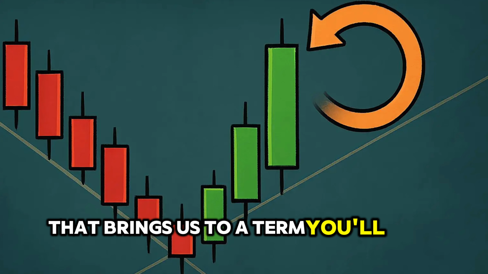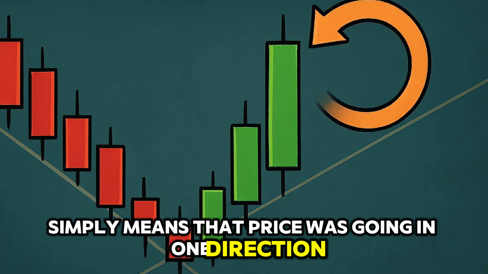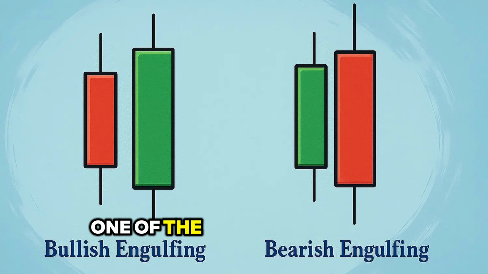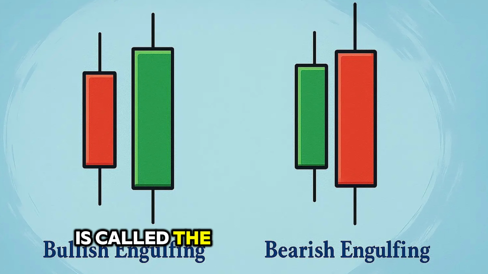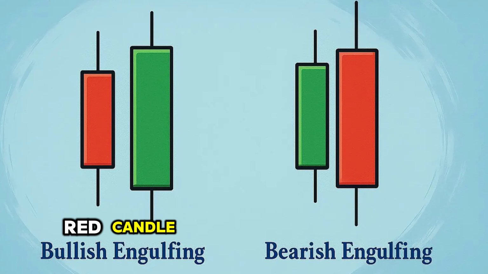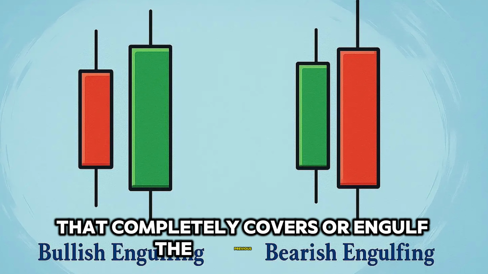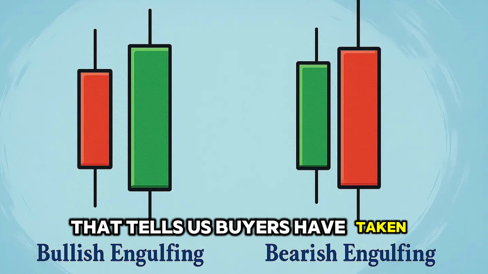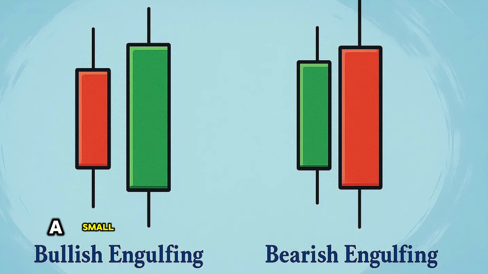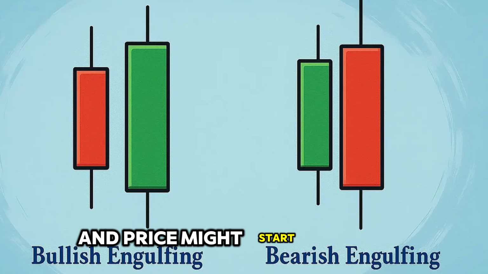That brings us to a term you'll hear often, a reversal. A reversal simply means that price was going in one direction, either up or down, and now it looks like it might be turning the other way. One of the most well-known reversal signals is called the engulfing pattern. It's a two-candle pattern. A bullish engulfing happens when a small red candle is followed by a much larger green candle that completely covers, or engulfs, the previous one. That tells us buyers have taken control and price might start heading up. A bearish engulfing is the opposite. A small green candle followed by a big red one, showing that sellers have stepped in and price might start dropping.